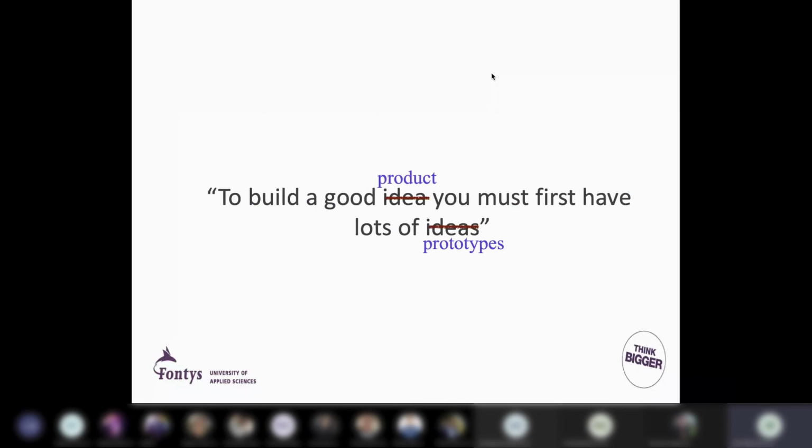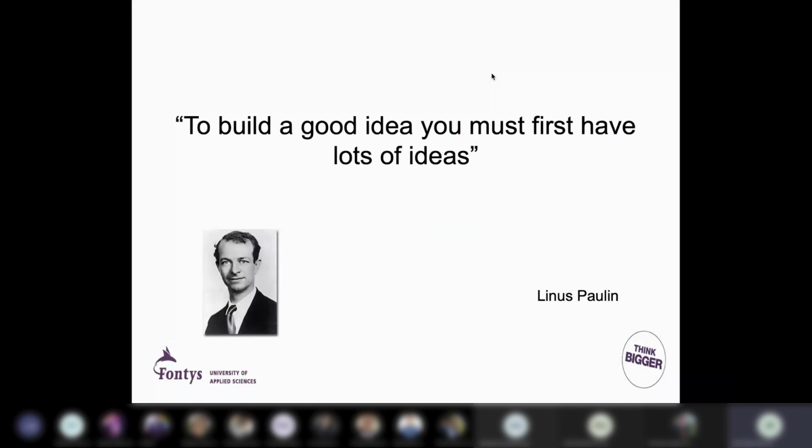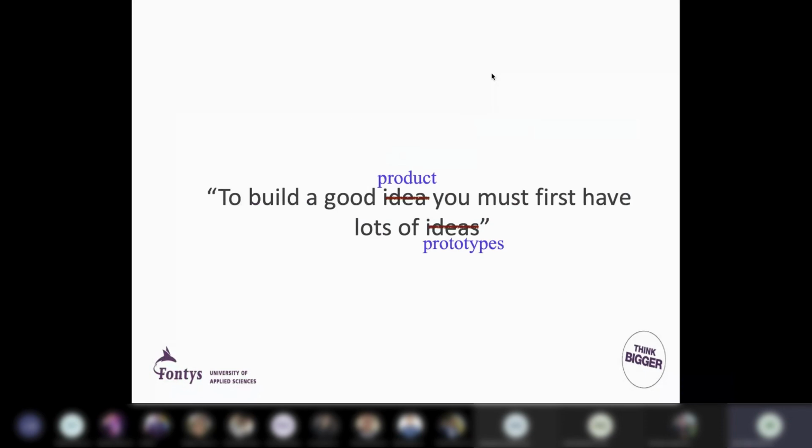We try to put that line of polling in a prototype version, and to build a good product, you must first have lots of prototypes. In general, you get the idea, from here to here. But in reality, what I've seen is not always the case. So I partially disagree with this line, or I would say I partially agree with it.